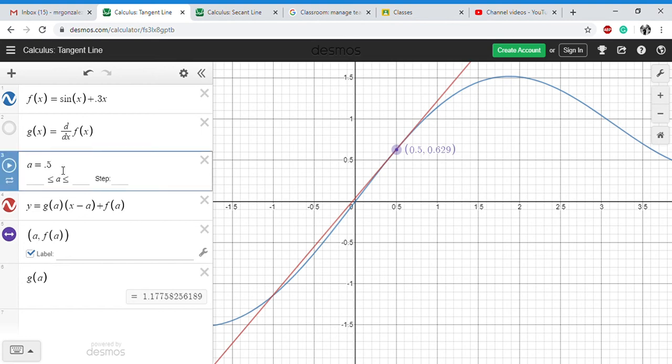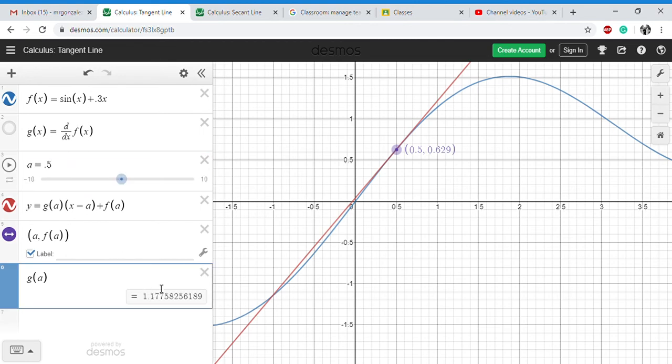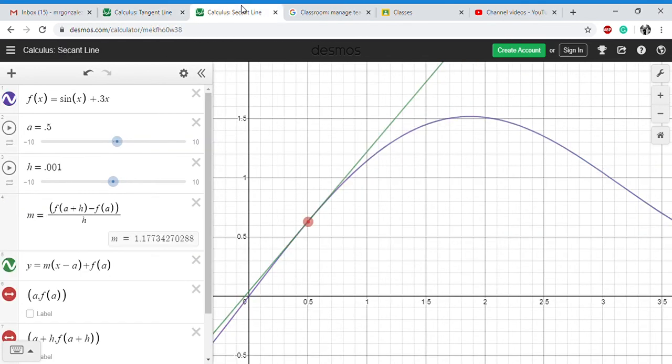So let's see, okay. I wanted to know the slope of my function at 0.5, and the slope of my function, or the rate of change, is going to be 1.1775, which is exactly, or very close to the slope that we got here. So we got 1.1773. Okay, we're missing the 5 right here, but we made a very close approximation of what the rate of change of the function at 0.5 is.